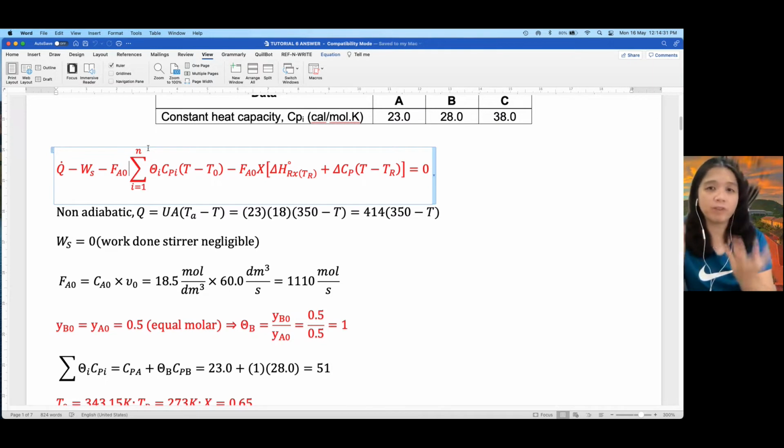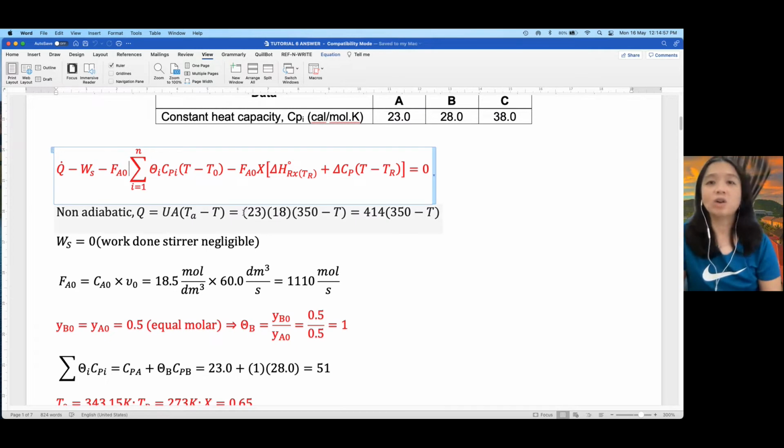So you know the concept of theta, right? We learn theta B, we learn theta I. Theta B refers to the initial amount of B over the initial amount of A. Let's say you have inert, theta I is the initial amount of inert over the initial amount of A. So the meaning is all initial amounts. If you have reactant, you have to calculate. And of course, if you have inert initially, you have to calculate as well.